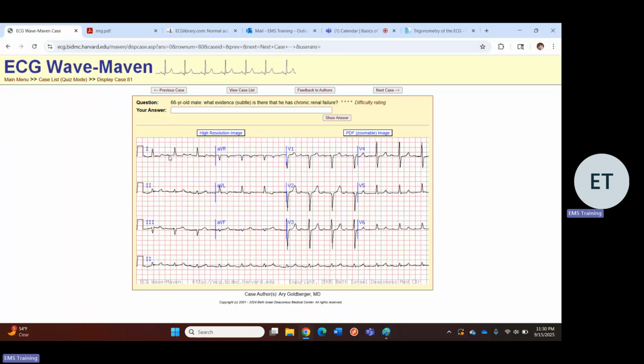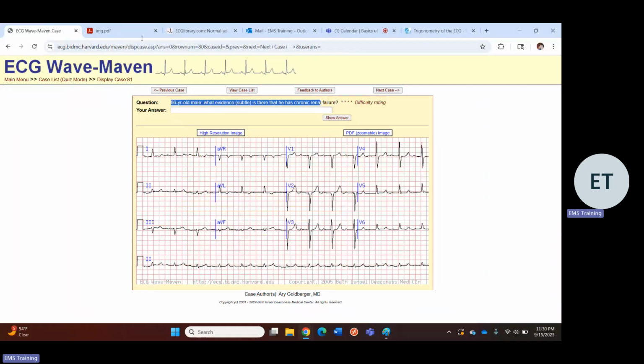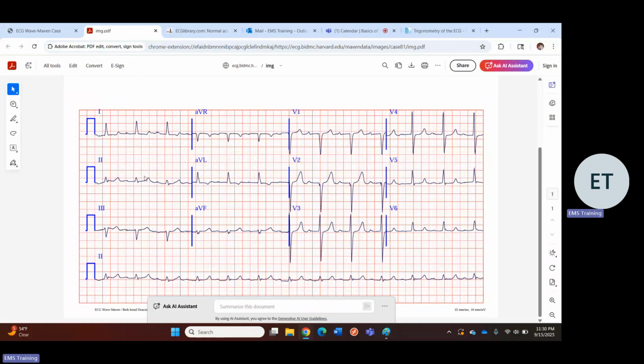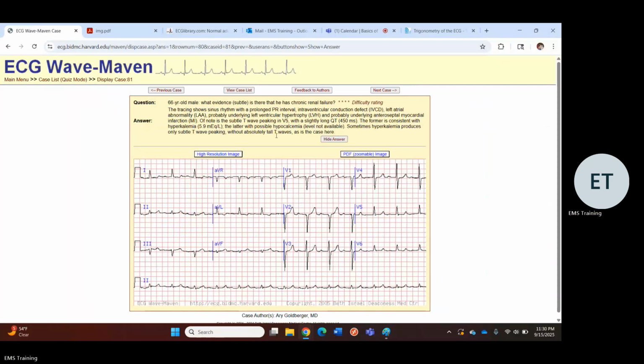Okay, we got to look. 66-year-old male. What evidence, subtle, is there that he has chronic renal failure? Oh, interesting. Man, these are hard when you don't look at the answers. Chronic renal failure. Well, I suppose there is a little bit of a peaked T wave here and here. There's a really long PR interval. Yeah, maybe this does represent some hyperkalemia. I don't know. Let's just see what it is. I can't even begin to guess.